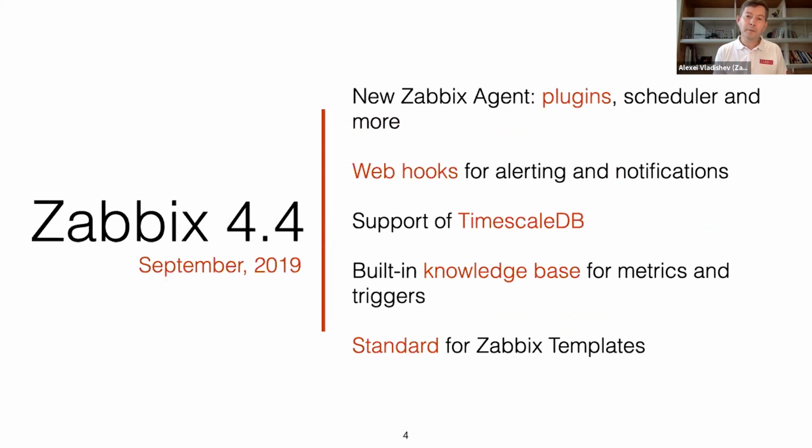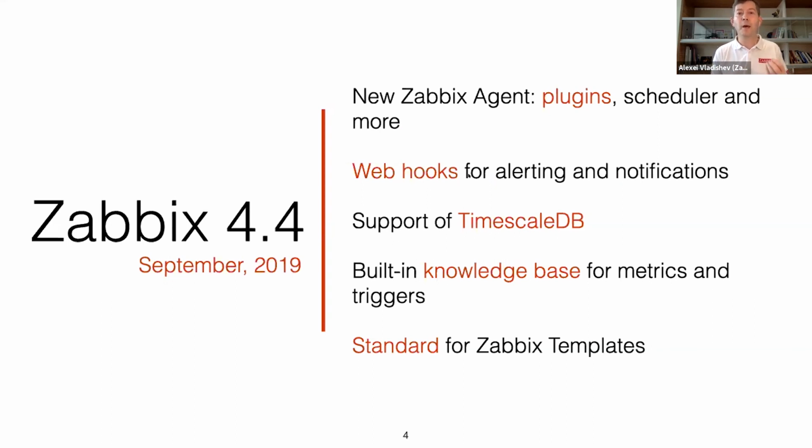And 4.4, which was released in September last year, introduced a new Zabbix agent. I will talk about the Zabbix agent a little bit later today. It also introduced support of webhooks for alerting and notifications. And I know that Tomasz will talk today about a practical example of integration of Zabbix with other tools like Jira. Support of timescale.db. I'll also talk about timescale.db a little bit more. And a knowledge base, so item descriptions, metric descriptions, and trigger descriptions are now much more visible in the Zabbix front end.